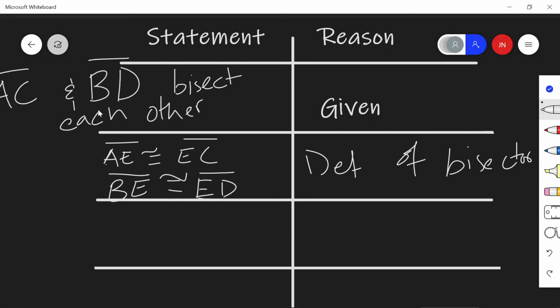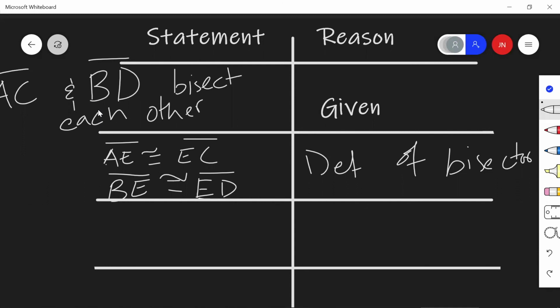Notice this is not the definition of angle bisector, it's only the definition of a bisector. An angle bisector bisects or divides an angle into two equal parts, while a bisector divides a segment into two equal parts. You can also call it a segment bisector.